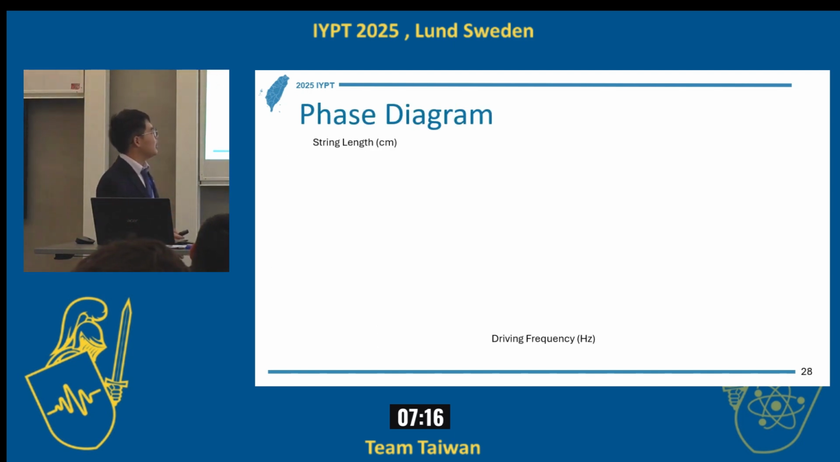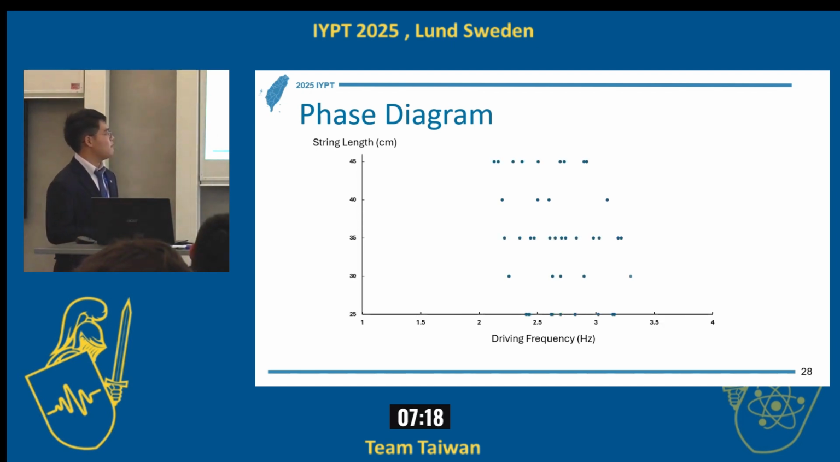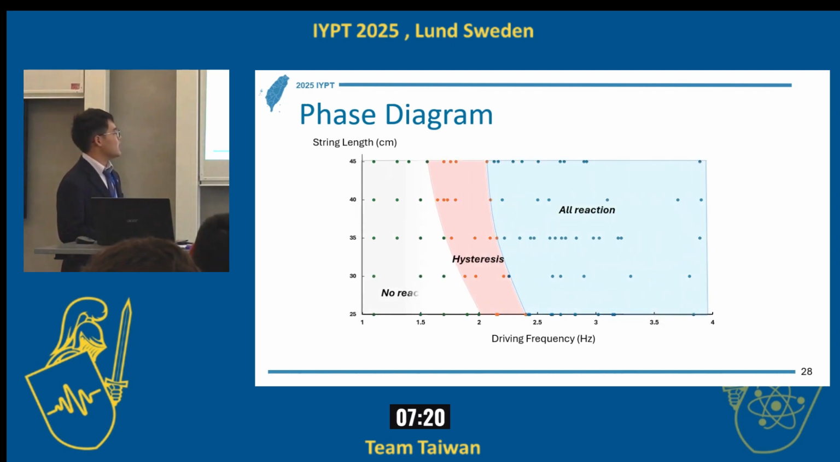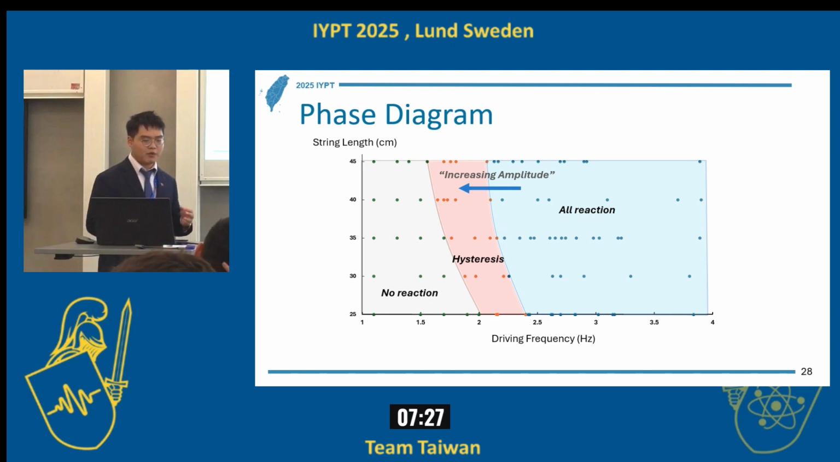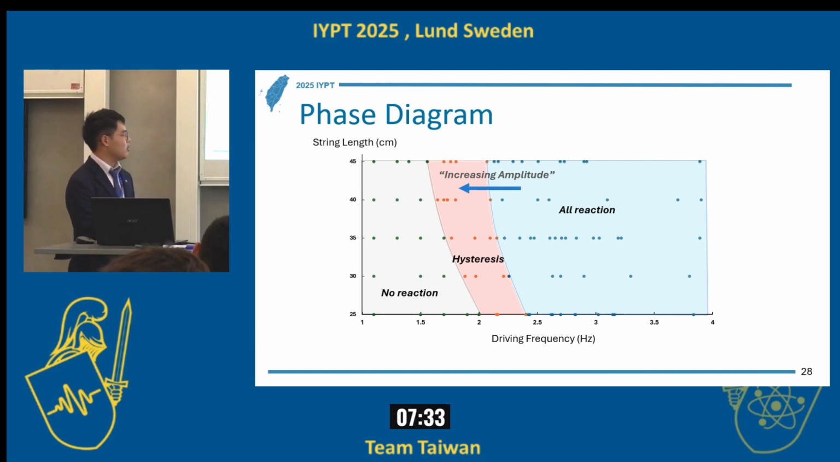So lastly, we can plot a phase diagram with the reaction, hysteresis, and the no reaction region, with the string length and the driving frequency. We can then denote the increasing amplitude that the previous statement had mentioned when we move from this region into this region. Well, this is an increase in the omega 0, making the initial conditions of initiation with a larger frequency.